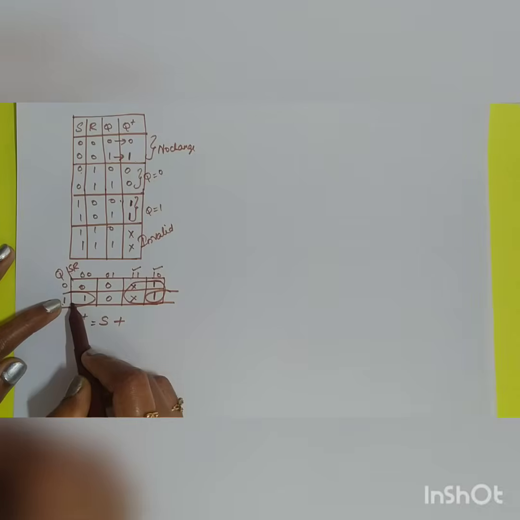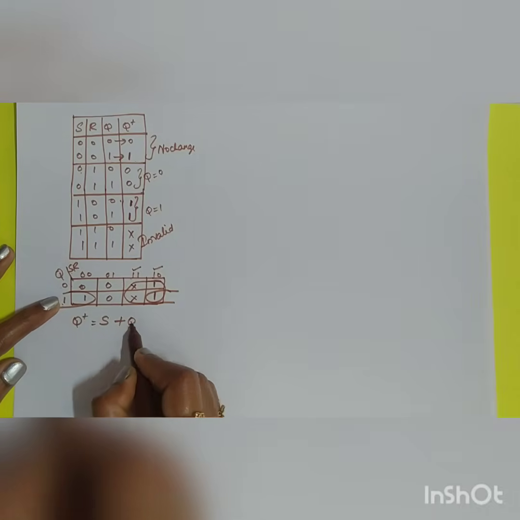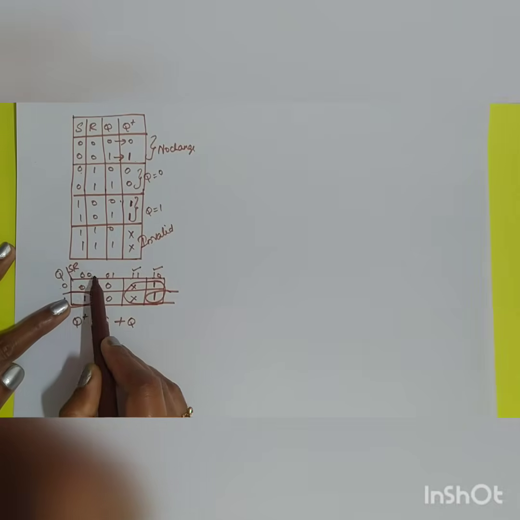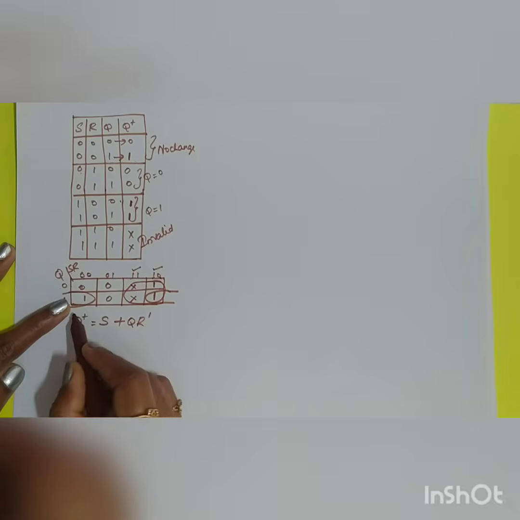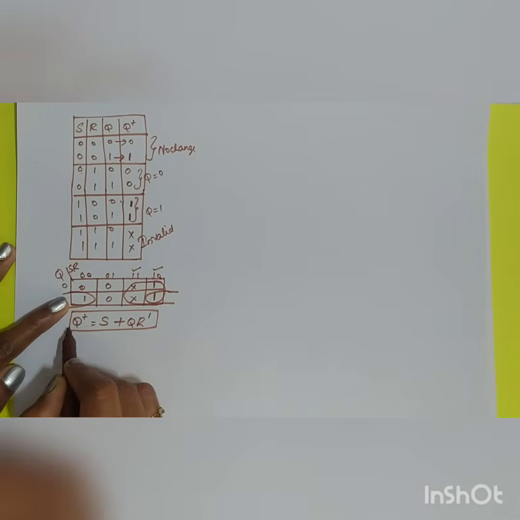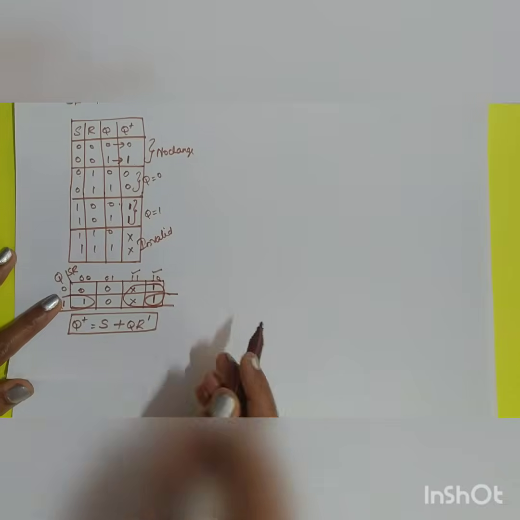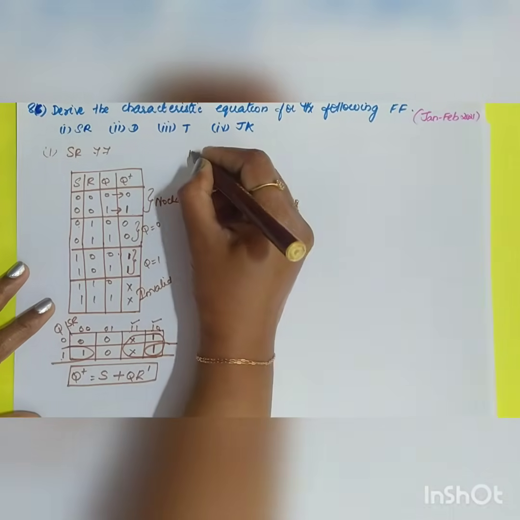What is happening to the next one? Here you have Q and here you have 0 0, 1 0. So the first one will get cancelled, and 0 0 gives R dash. So your characteristic equation is Q plus is equal to S plus Q into R dash. Okay. Now what about the second flip-flop?